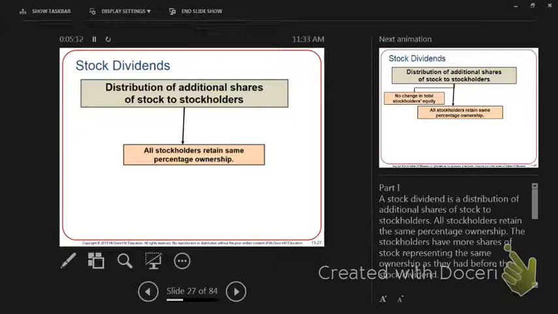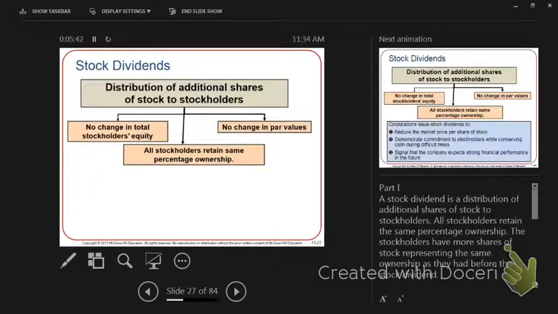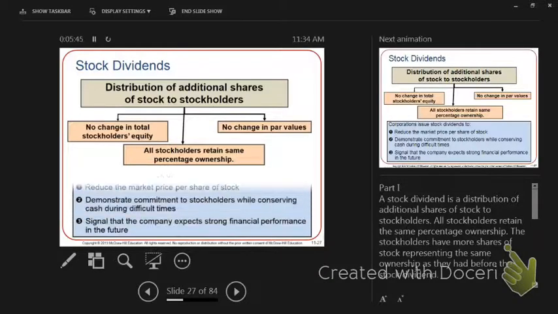All right, now you have to have enough stock in order to give a stock dividend, because in order to give a stock dividend, you have to have your own stock, which means you have to have treasury stock. So you have to own enough stock. So you distribute additional shares of stock to stockholders. The thing with stockholders is all the stockholders' percentages remain the same. But even though your percentage remains the same, your number of shares increases. All right, so stockholders' equity doesn't change, par value doesn't change.